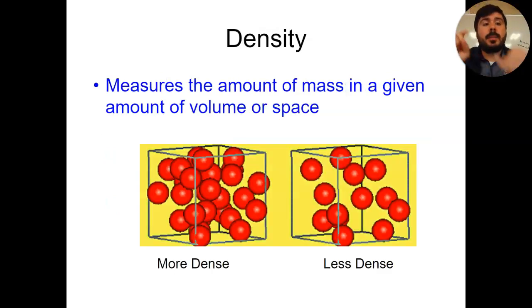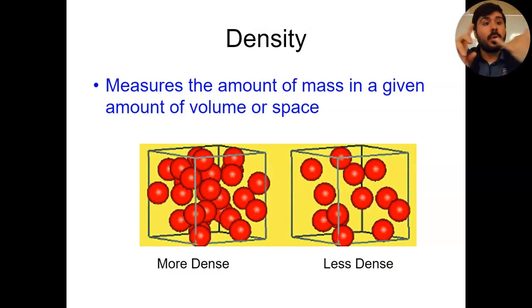Now, whenever you have a discussion about mass and volume, density always becomes the next topic, because density is the measurement of how much mass you have given the amount of volume or space that you have. If you look at these two diagrams, we've got two cubes with a bunch of red spheres packed into them. Hopefully you can figure out that these cubes are the same size, the same volume. There's not much difference between the two in terms of how big or small they are. So two cubes, same exact size.